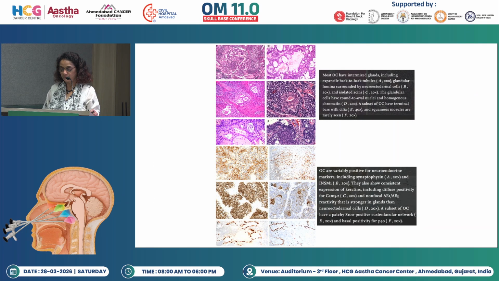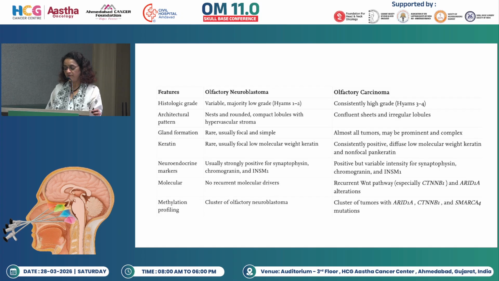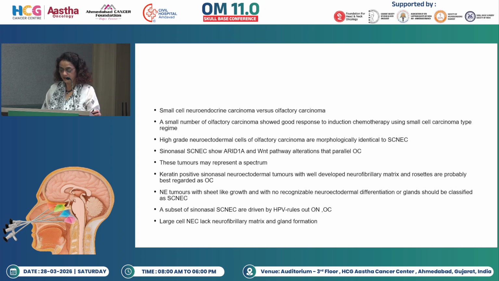This is how it will look like, glands, and then you have the immature epithelium and the IHC for the same. So olfactory neuroblastoma versus olfactory carcinoma. The olfactory carcinoma is high grade, expresses neuroendocrine markers plus cytokeratin. How does one discern it from small cell neuroendocrine carcinoma?